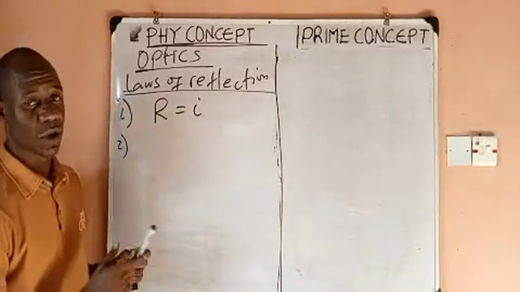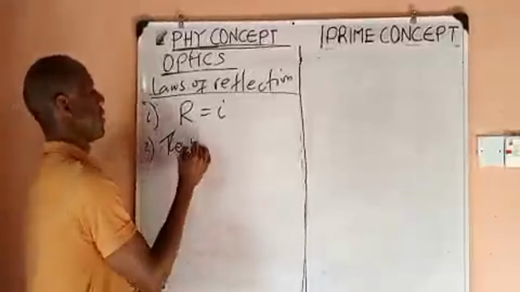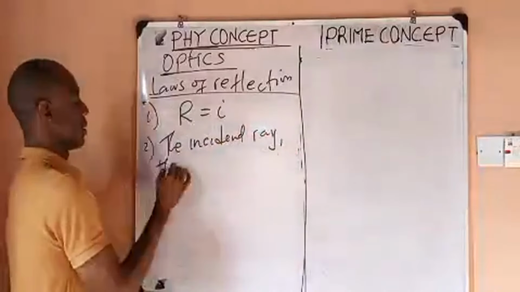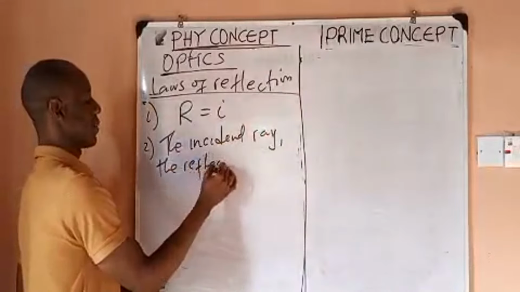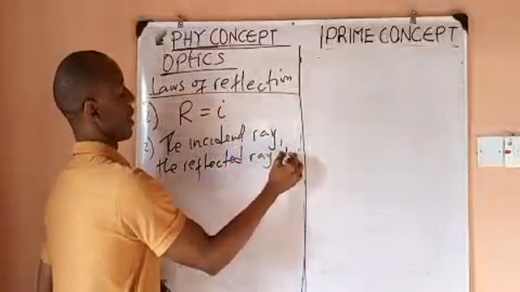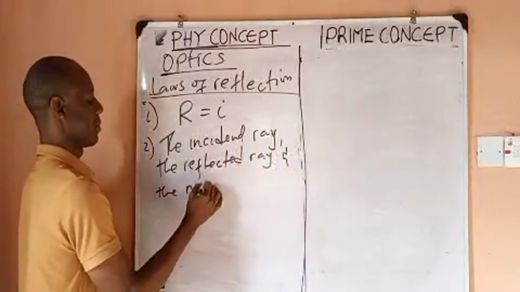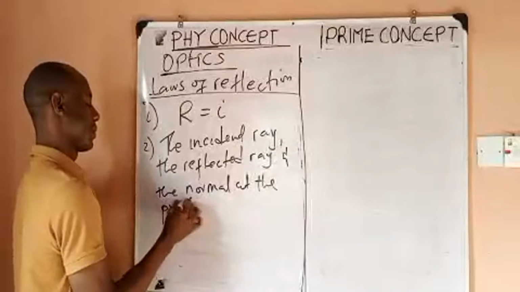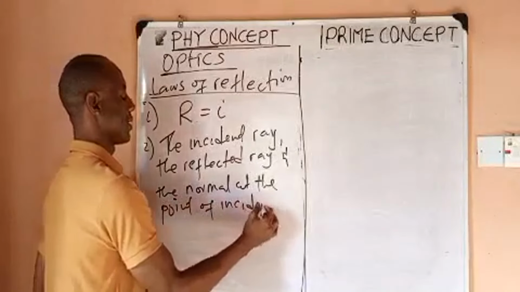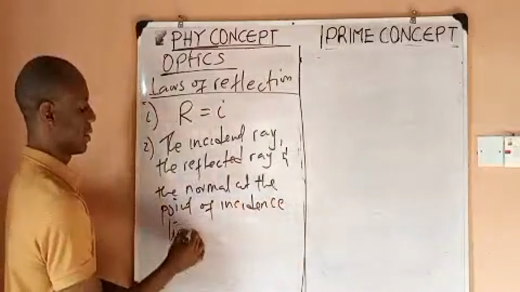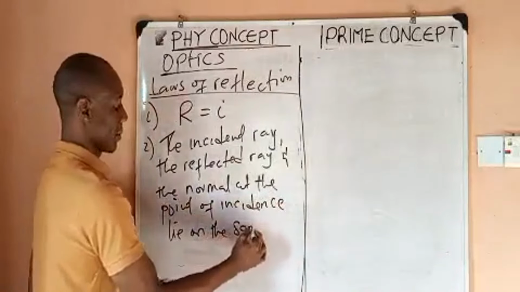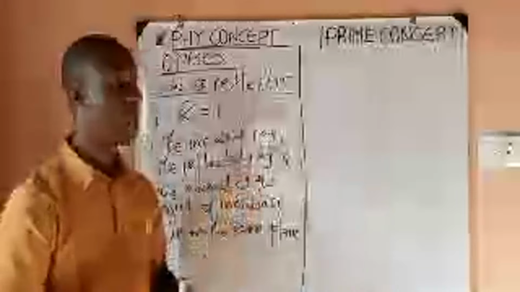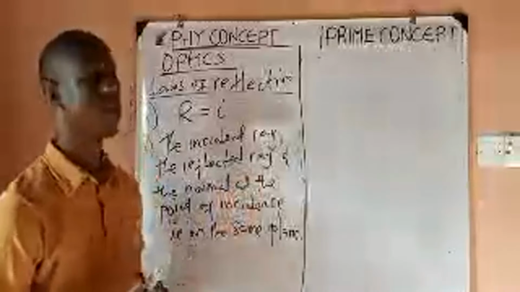Let me just write it. The incident ray, the reflected ray, and the normal at the point of incidence lie on the same plane. That is the second law of reflection, right?